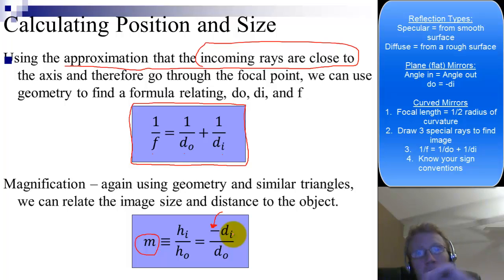We saw that in the first example. The object was on the same side and the image was upside down, so the magnification would be negative, because that just means it flipped upside down. So negative magnification means upside down.